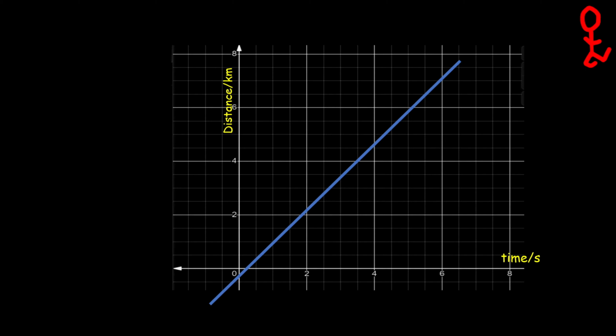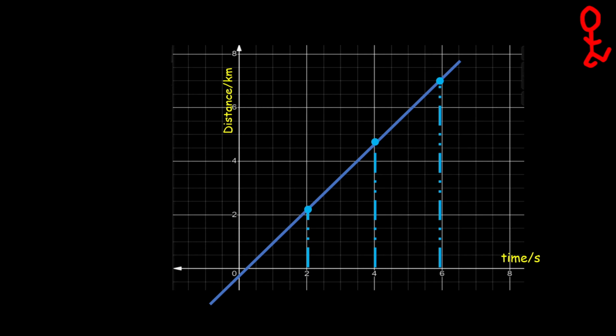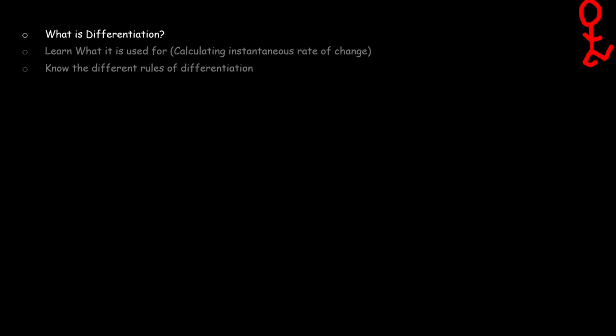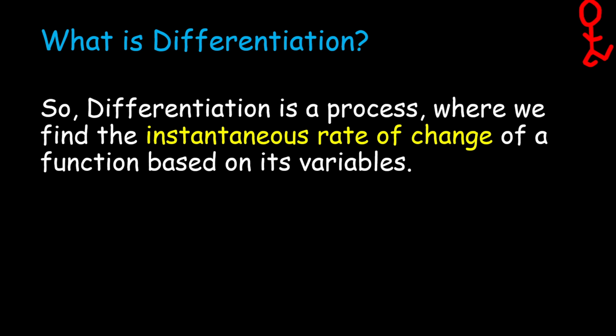In order to calculate this speed, we must know the rate at which you are moving at different times, considering you were taking some breaks or rest at some points, right? Now, it could be 1 meter for every second, but then that will make you faster than Usain Bolt, wouldn't it? Anyway, this is where differentiation comes to play. So, differentiation is a process where we find the instantaneous rate of change of a function based on its variables.